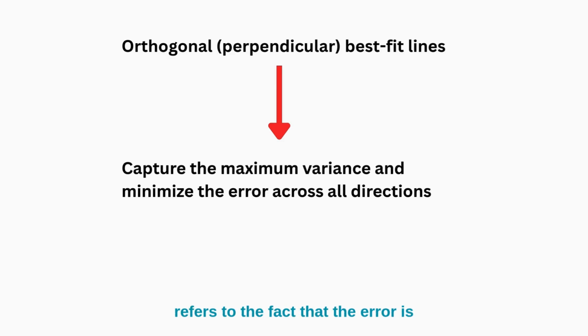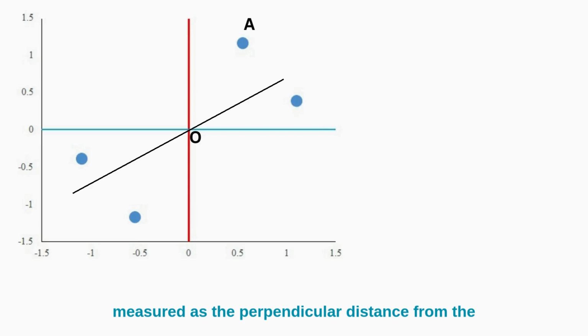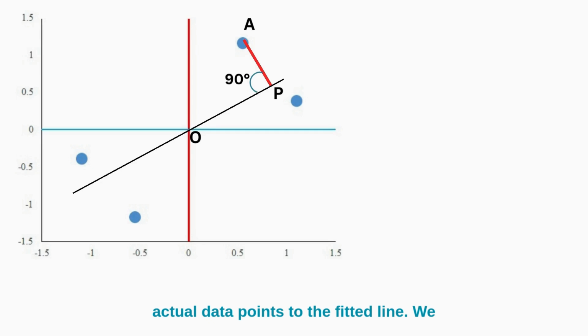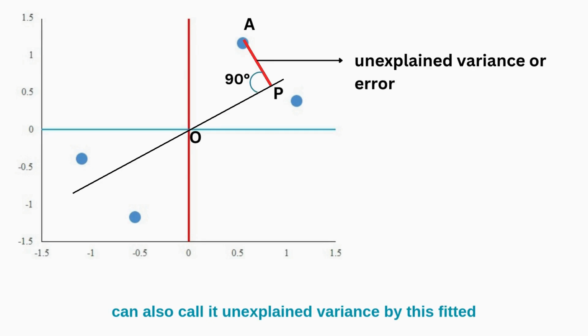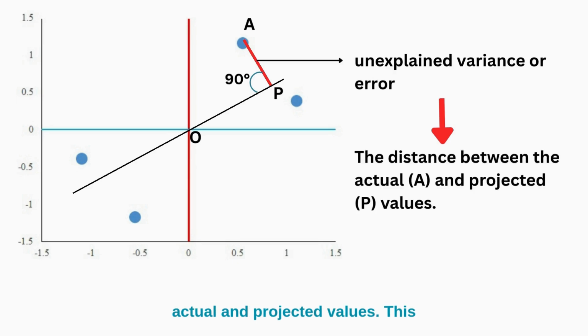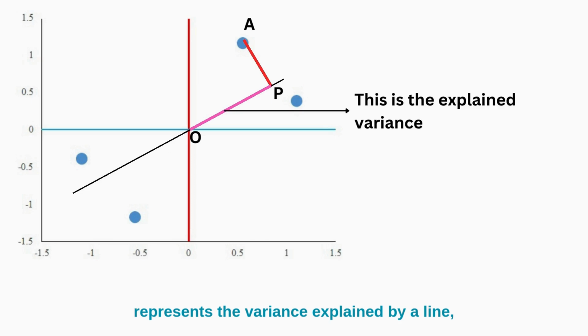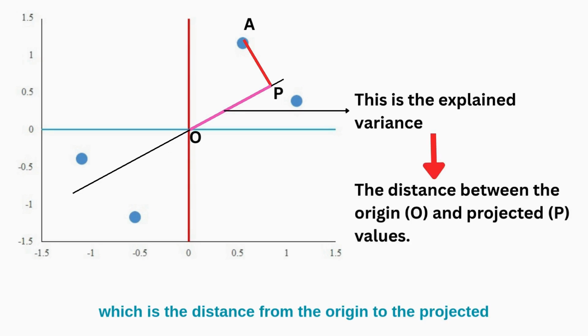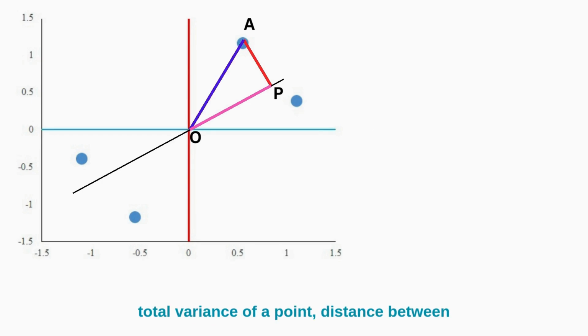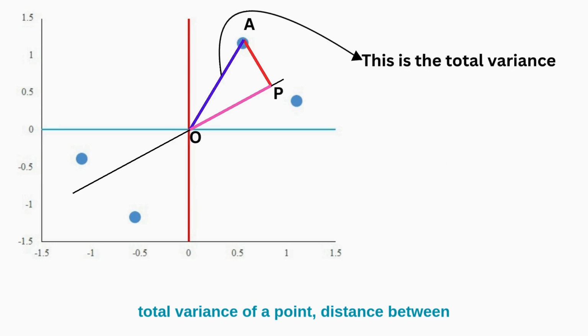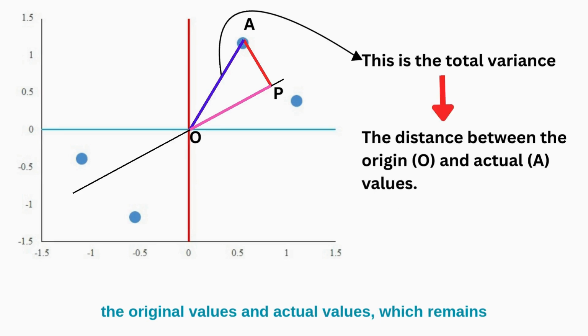Perpendicular refers to the fact that the error is measured as the perpendicular distance from the actual data points to the fitted line. We can also call it unexplained variance by this fitted line, the distance between the actual and projected values. This represents the variance explained by the line, which is the distance from the origin to the projected point on the line. This is the total variance of a point, the distance between original and actual values, which remains fixed for that point.